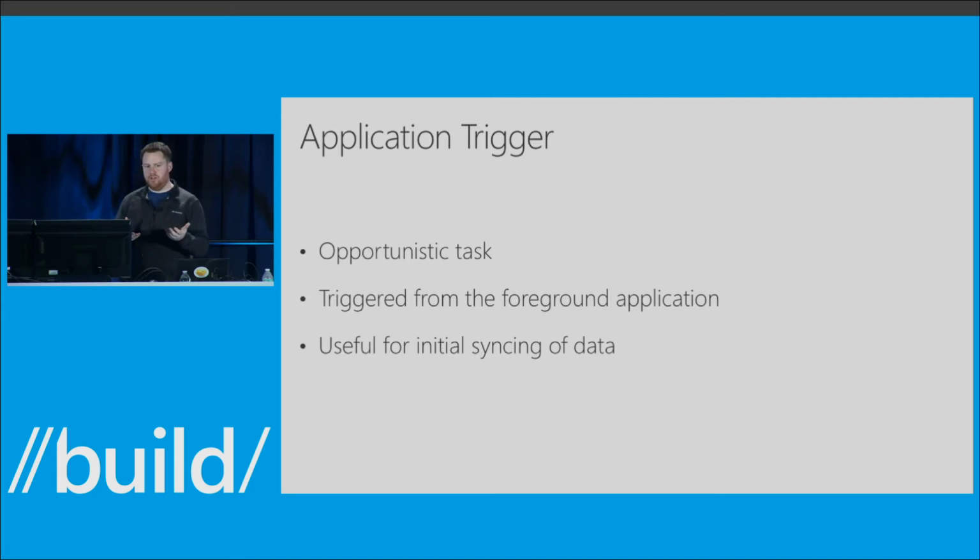And so this is really useful if your app needs to sync a bunch of data at the beginning, like if you're syncing a bunch of contacts or data from a news feed or something at the beginning, and the user may launch your app, check something real quick, and then navigate away. Previously, your app wouldn't have time to sync data. The application trigger allows you to do that.